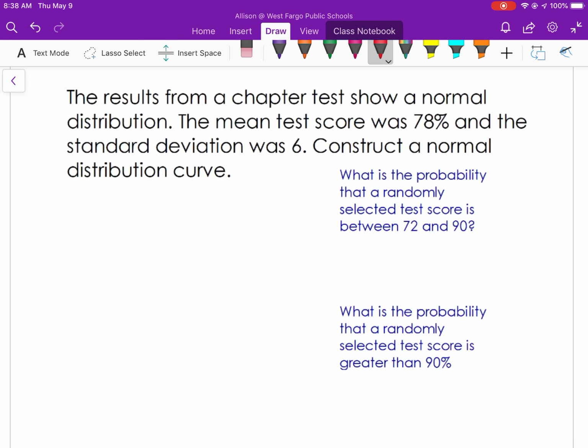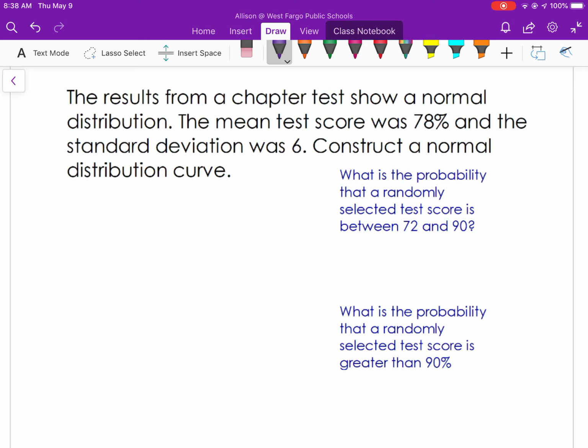So here's an example where we can use this normal distribution. The results from a chapter test show a normal distribution. The mean test score was 78 and the standard deviation was 6. Let's construct a normal distribution curve given this information, and then we'll use it to answer these questions.